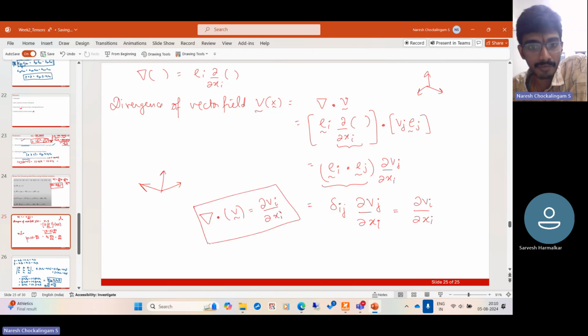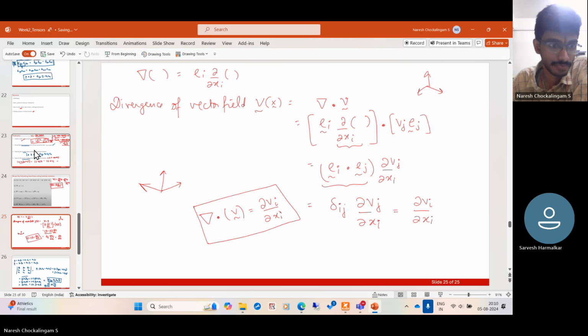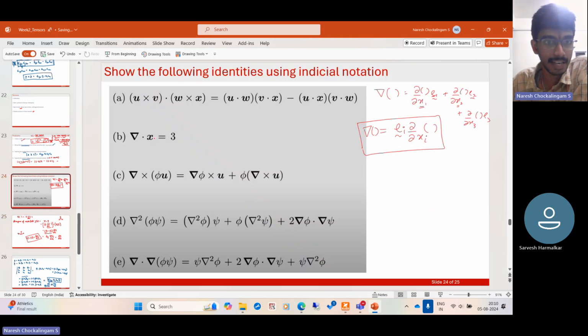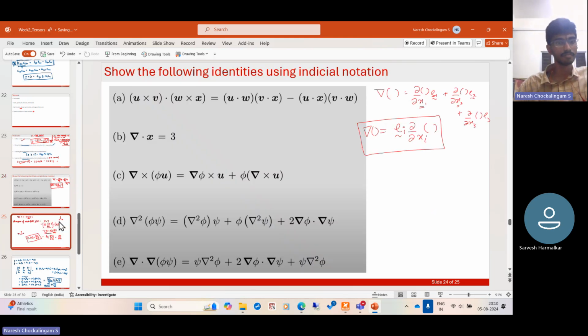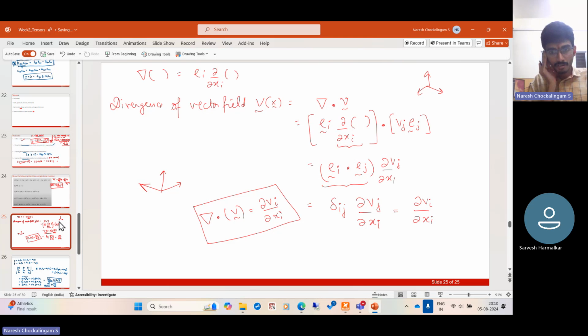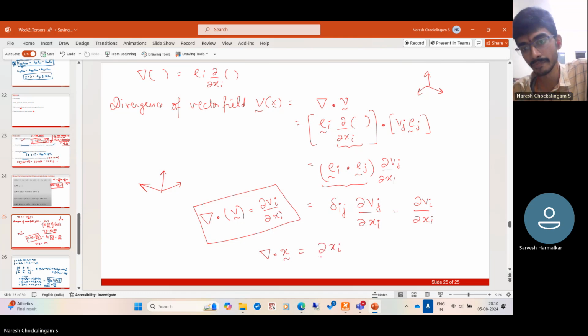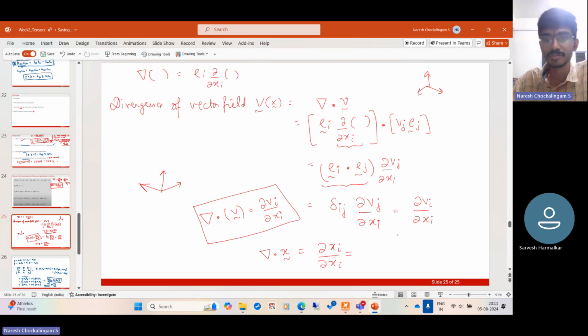Now what is the given vector field? It is just x. We are just given x, right? So in place of V, just put x. So the divergence of x, the position vector, is partial x_i partial x_i. What is this equal to? It is 1, no? No, that is the problem.